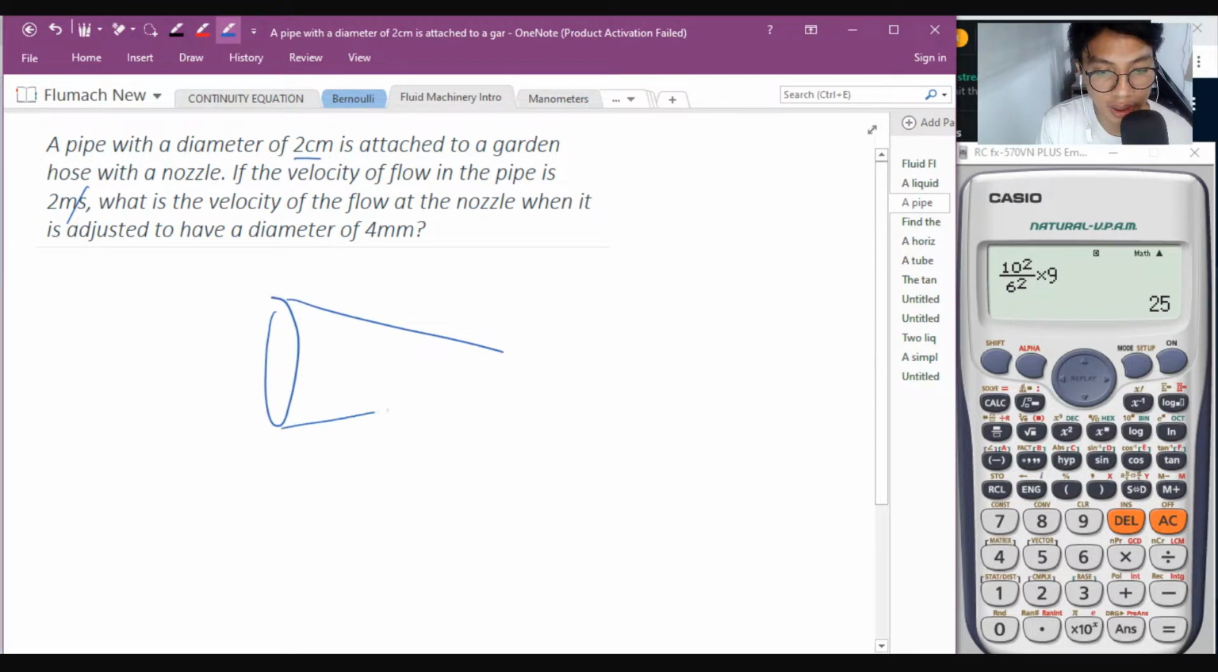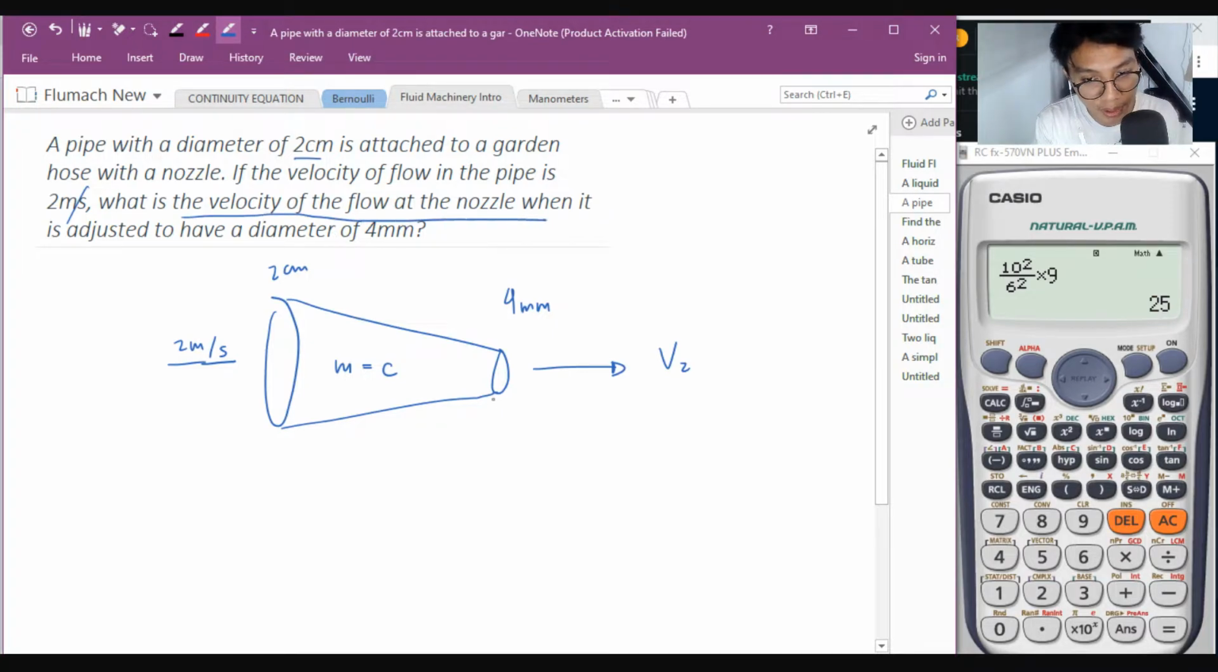Nagno-nozzle siya. Nozzle siya ng 4 mm daw dito. 2 cm, tapos ito 4 mm. Now, yung velocity of the flow is 2 meters per second. Lalabas siya dito as V2. Hindi natin alam yung V2. So, yung mass na yan is constant pa rin. We are out to find yung velocity of the flow at the nozzle. Nandito, ito yung nozzle.